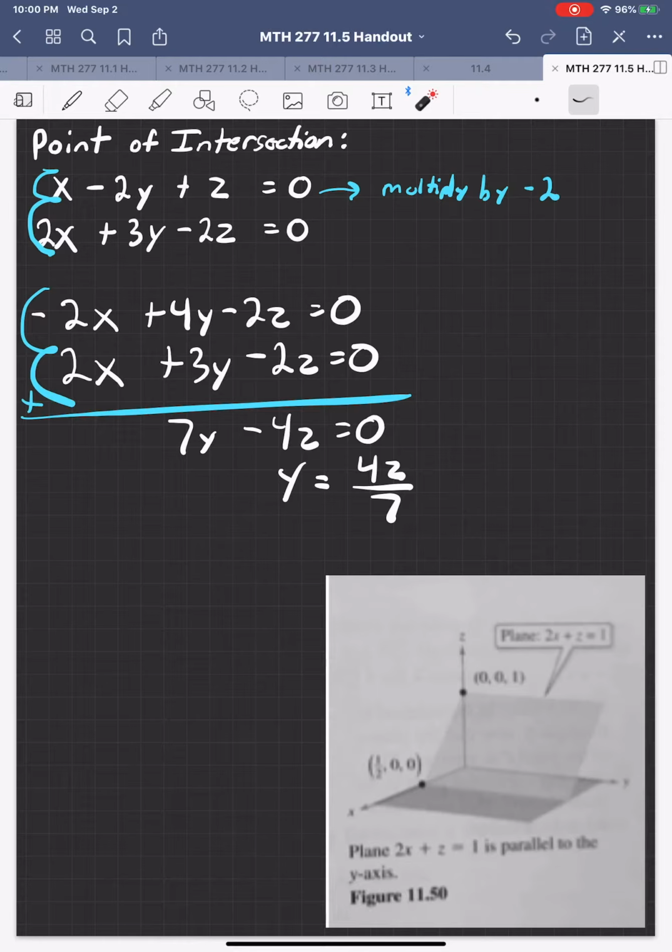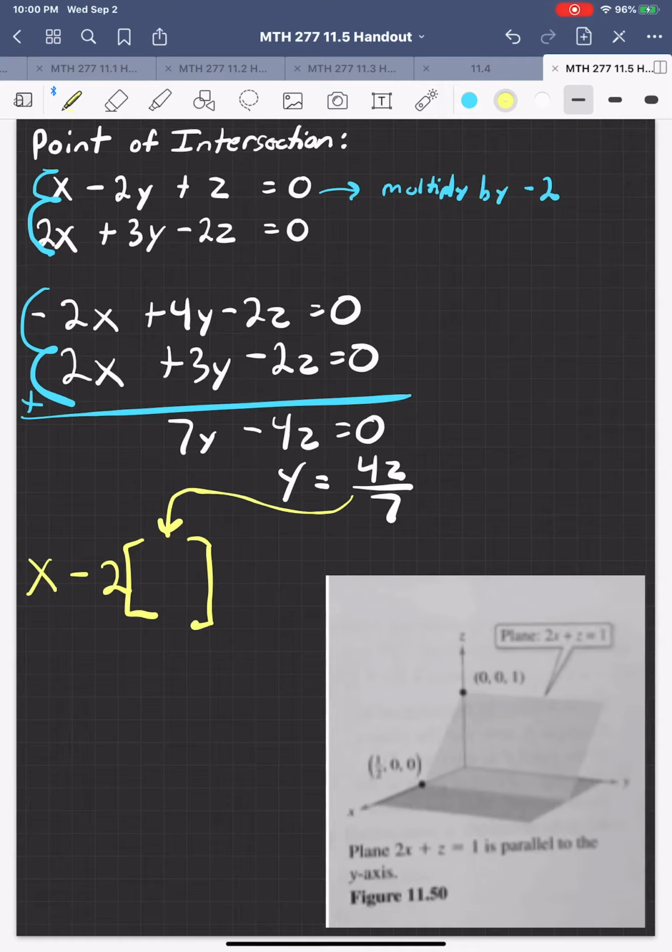All right, and hopefully this shortcut works out okay for you. So what I'm gonna do is I'm gonna plug 4z over 7. I need to pick an equation. I can pick either one of those equations, but I need to plug that in for y. I'm just gonna pick the first equation. So that's what's gonna happen. So let me go ahead and write that out. So now I have x minus 2 times, and I'm going to be plugging this in for y. So 4z over 7. Okay, plus z equals 0.